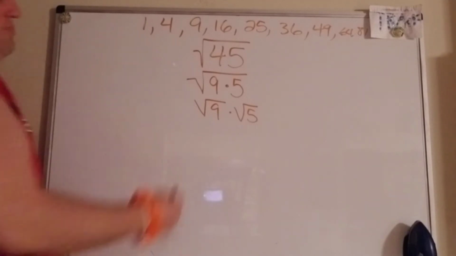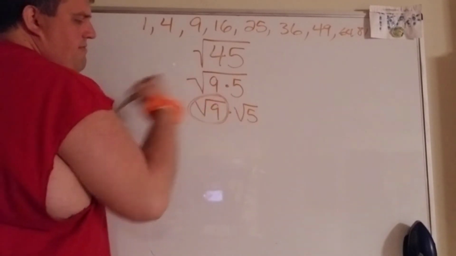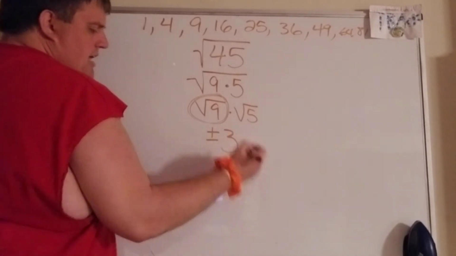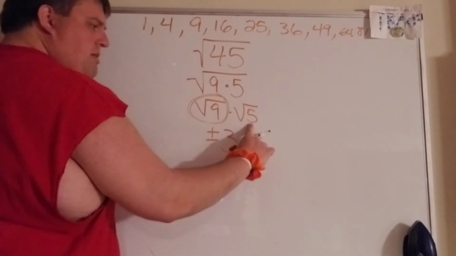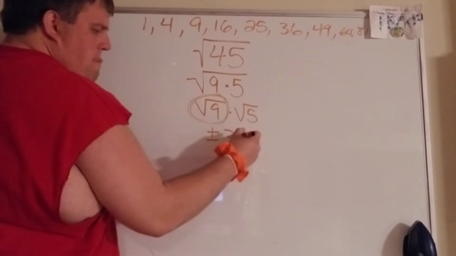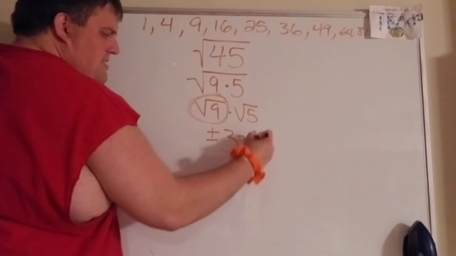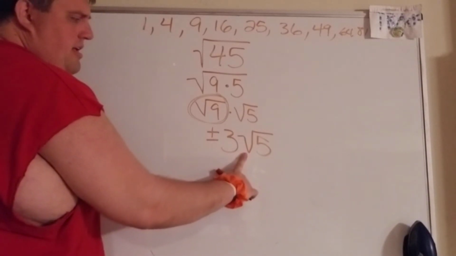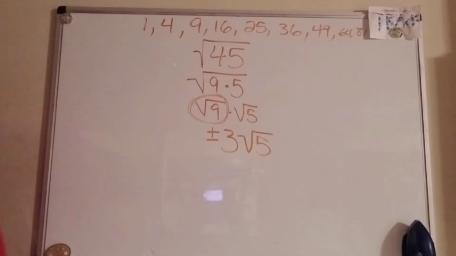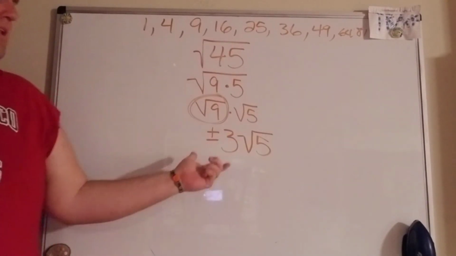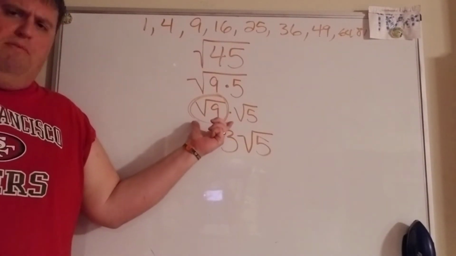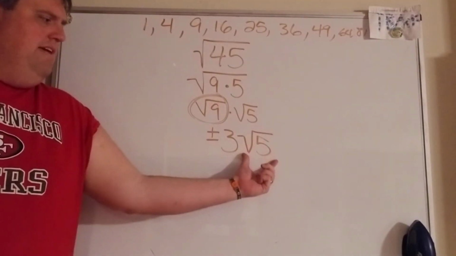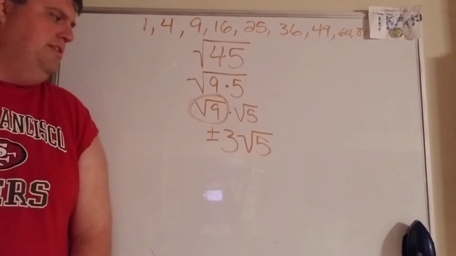And then what's cool is we actually know the square root of 9, right? It's a perfect square. So I know that the square root of 9 is positive and negative 3. But the square root of 5 does not break down. So I'm going to leave my answer plus or minus 3 square root of 5. So basically, we did it one step at a time. When we find our perfect square that we can write it as, we can take the square root of that number. We leave the other number in the square root still.